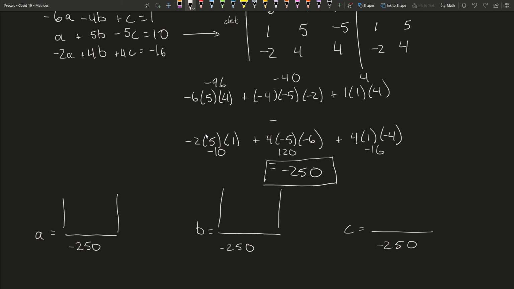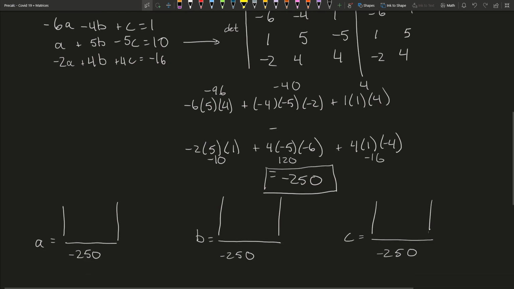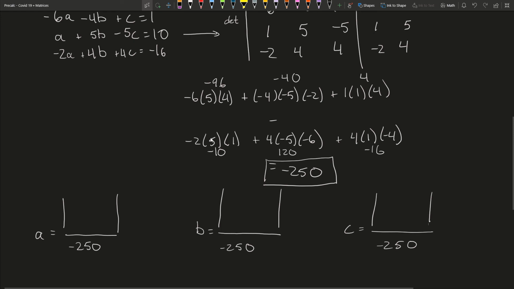And the numerator of A, B, and C will be the determinant of a certain matrix. So in A, we have to replace our A column with our answer column. And I'll do those answers in red. So instead of -6, 1, and -2, we have 1, 10, and -16. And then everything else in the coefficient matrix is the same.